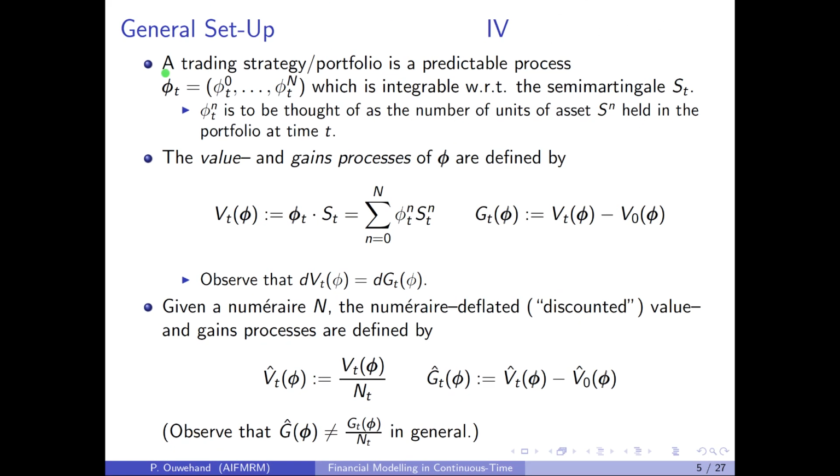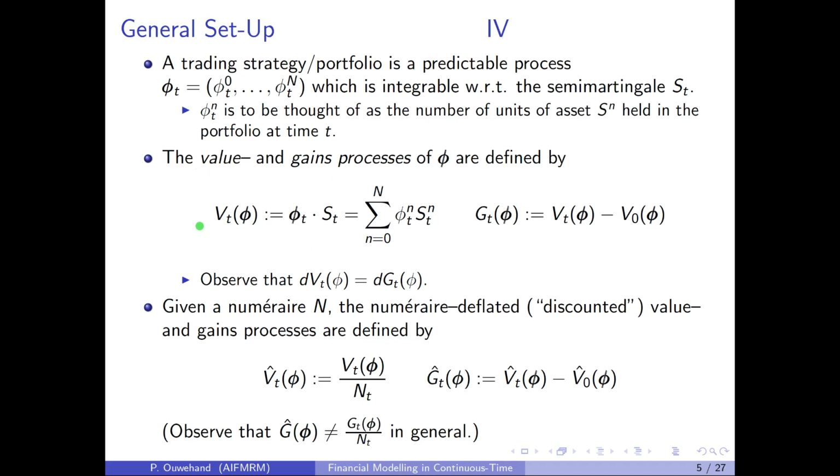To begin with, a trading strategy or portfolio is just a predictable process, phi t, which has as many components as there are assets, and which is integrable with respect to the semimartingale S_t. Here phi_n(t) is to be thought of as the number of units of asset S_n held in the portfolio at time t. The value and gains processes associated with the portfolio phi are then defined as follows.